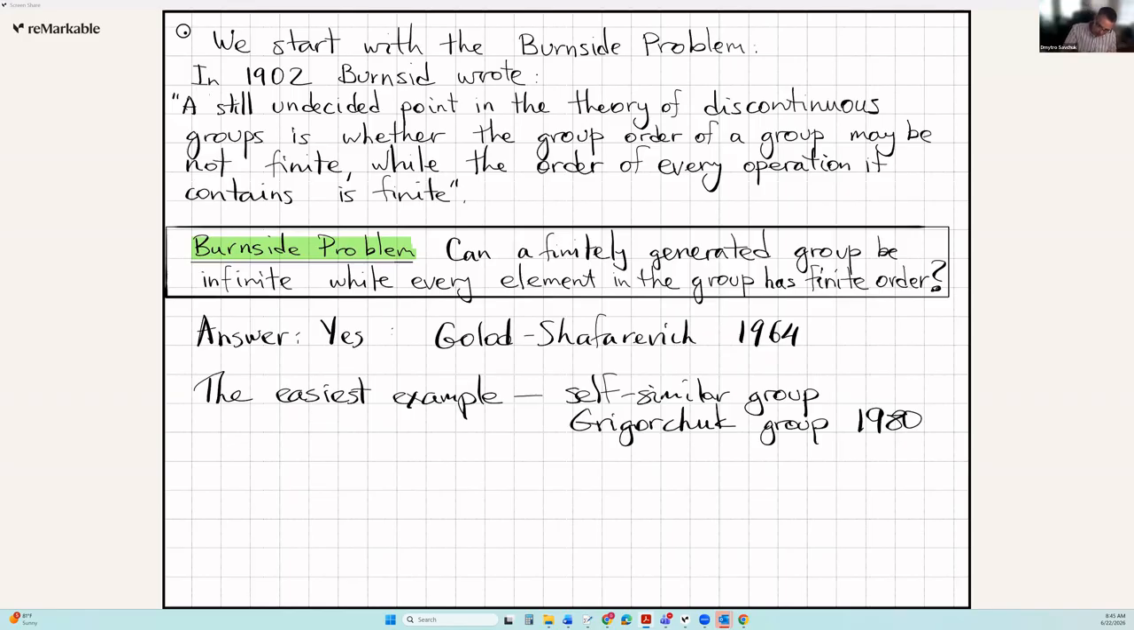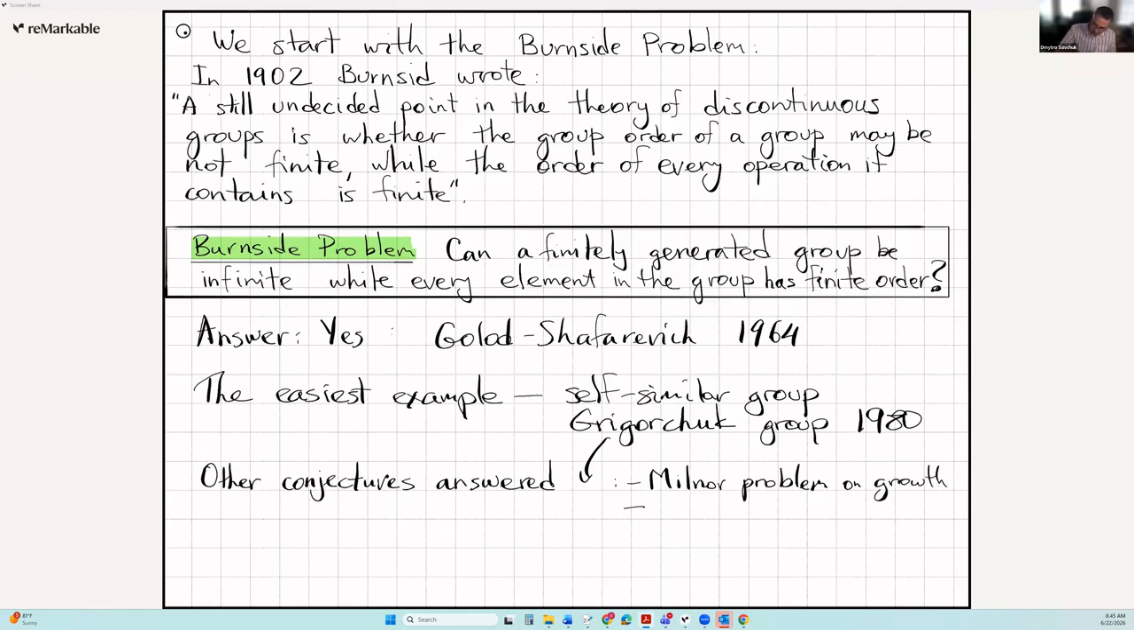Maybe I'll just mention that. Other conjectures answered with this group: the Milnor problem on growth. Again, this is just an introduction, so I will tell more about the Milnor problem a bit later. Then the first example of amenable but not elementary amenable.